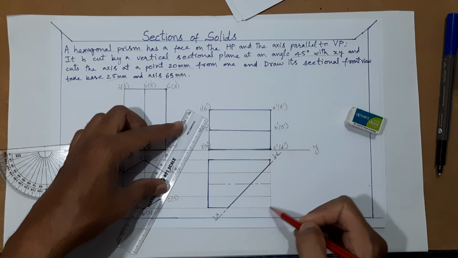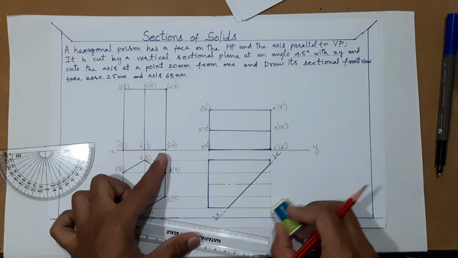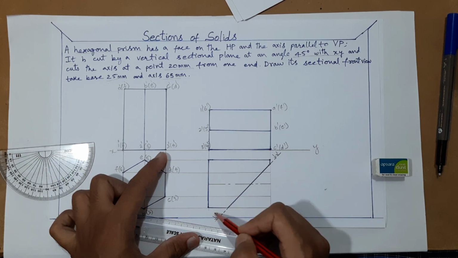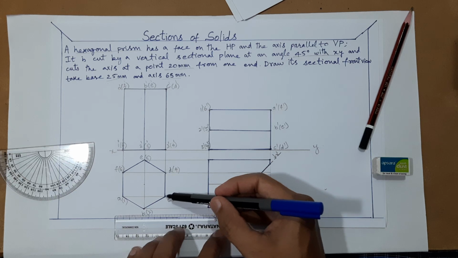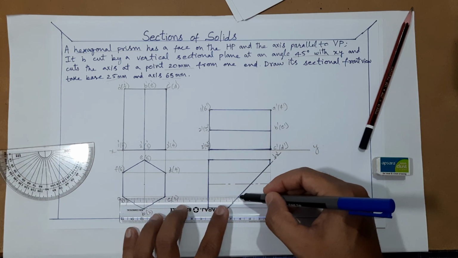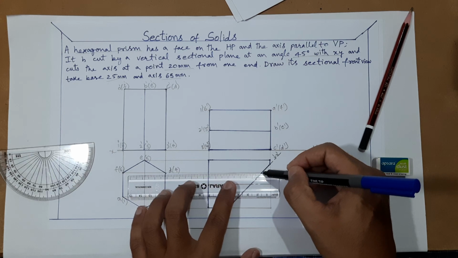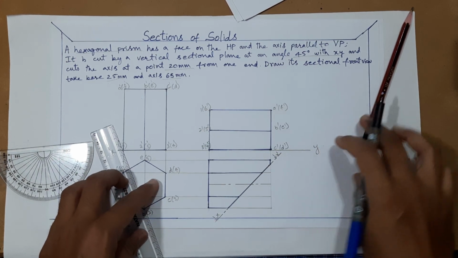This leftover portion I am not making darker, because anyhow after cutting we will remove it and throw this part outside. So this is your leftover main object, this side portion, and here these edges will be visible like this. Here comes the complete top view.